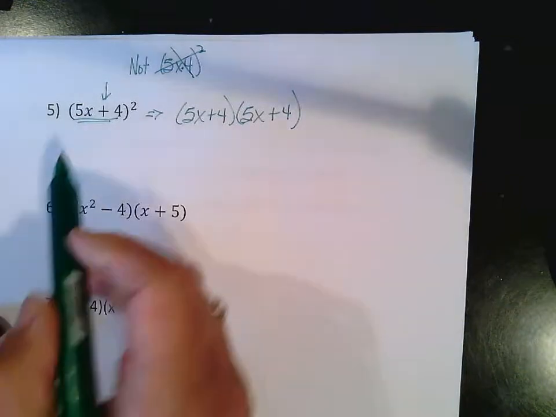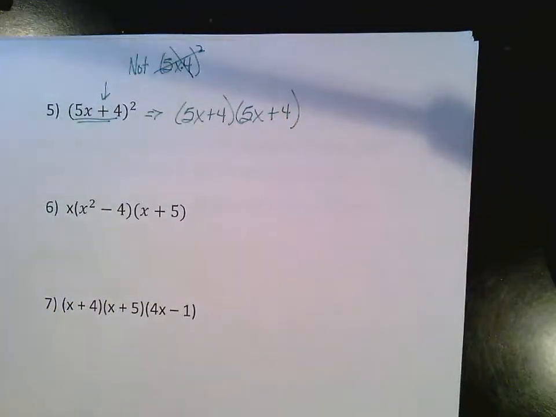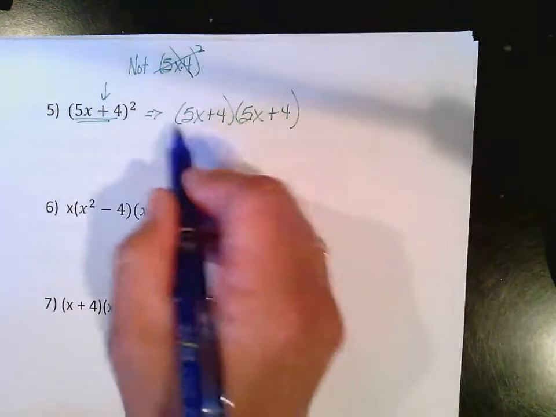Common mistake is that people will take each of these terms and raise it to the second power, and you cannot do that if you have a plus or a minus in there. If you have a plus or a minus in there, that means I've got two of those whole parentheses. Okay, they have to stay married, they have to stay together.